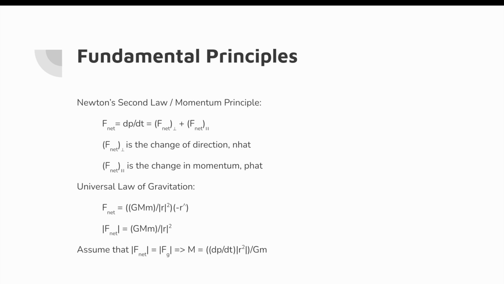The law of gravitation is the equation shown here, and the magnitude of it just doesn't have the r hat vector. And for this experiment, we're assuming that F net is equal to the force of gravity, and that means we can find the equation: the mass of our black hole is going to be equal to the change in momentum over the change in time times the position vector squared, or times the magnitude of position squared, all this divided by the gravitational constant and the mass of our star.